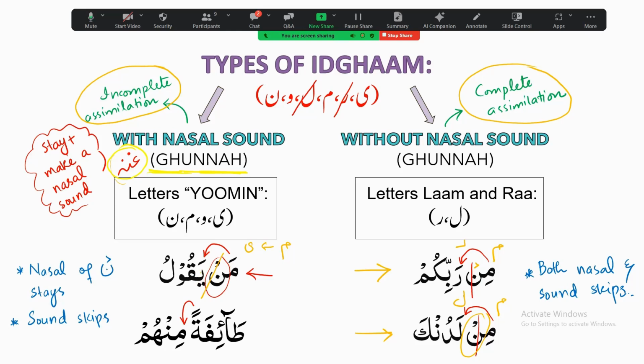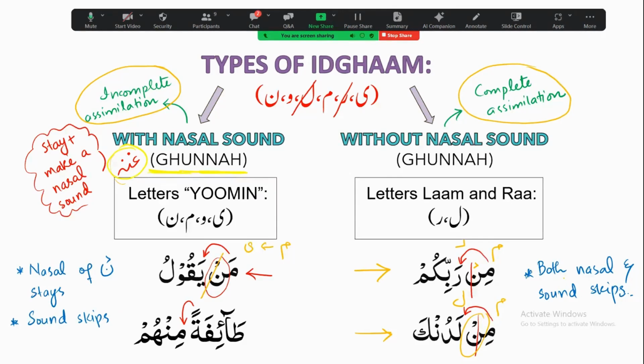Because after noon sakin there is the letter ya here. For this ya letter, we are supposed to do the idgham, the assimilation, with gunna, with nasal sound. This is termed incomplete assimilation, because even though we are not articulating the noon sound here, we are keeping the nasal of noon as it is. So I've mentioned these two points: the nasal of noon stays, but the sound skips from this noon sakin.